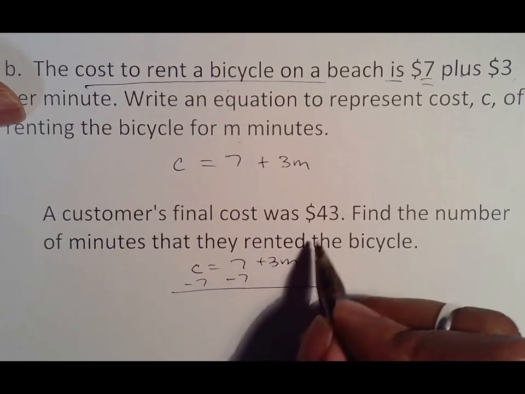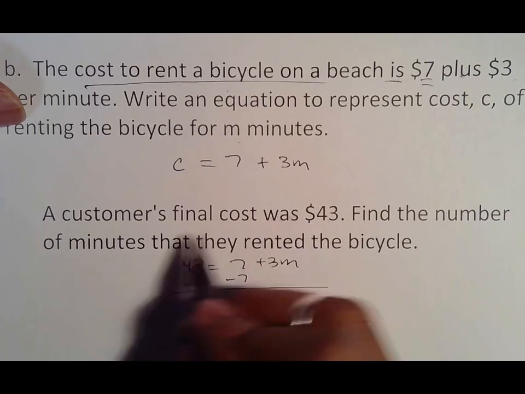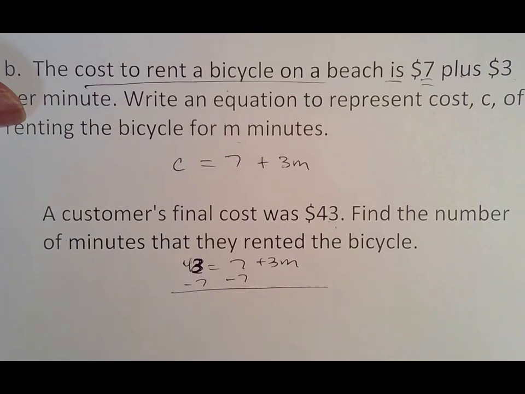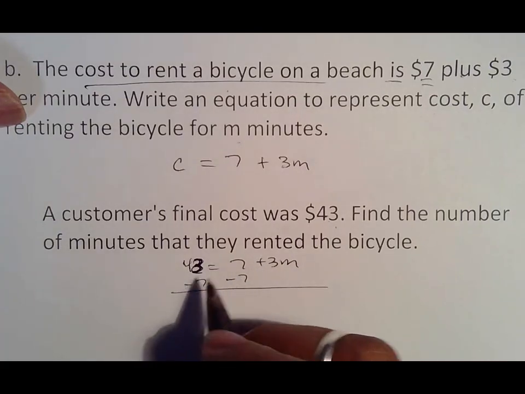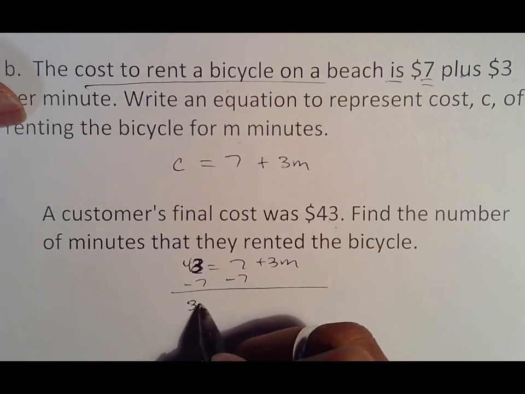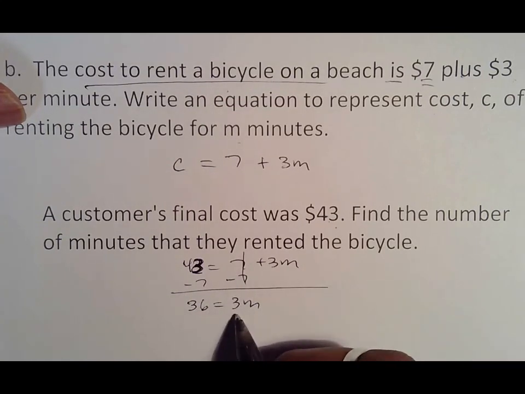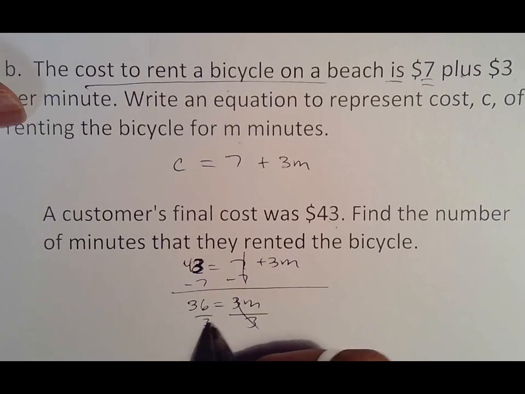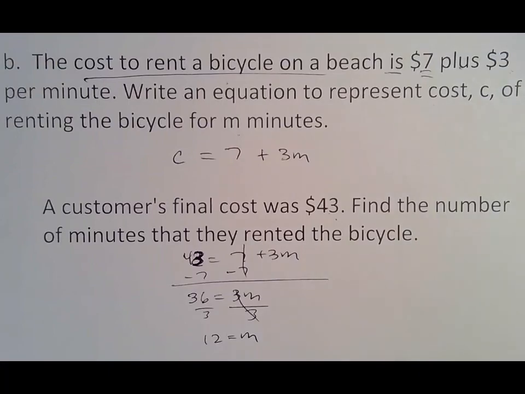I'm sorry, I forgot to put the 43 in there. I was wondering what was going on. So again, the cost was 43, so put 43 in for C. So 43 equals 7 plus 3m. And again, now you move your 7. This makes 36 equals 3m because your 7s go away. Now we get rid of the 3 by dividing. And it means that they rented it for 12 minutes.